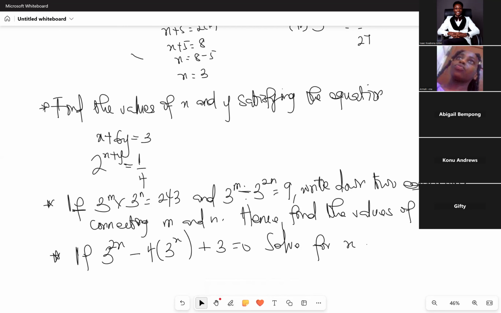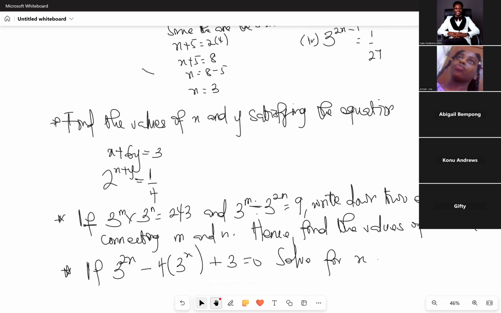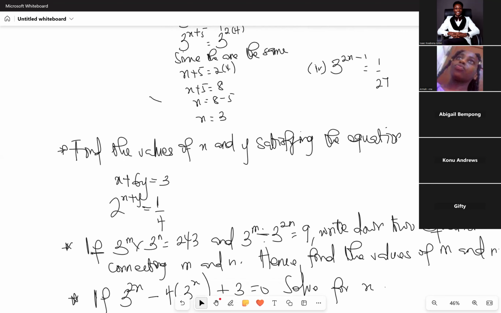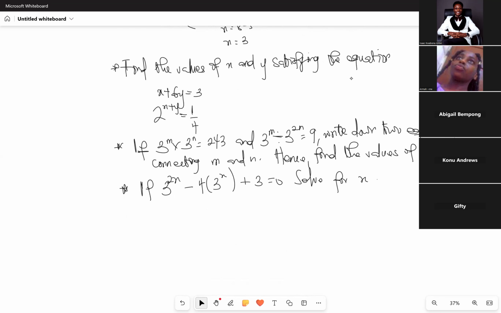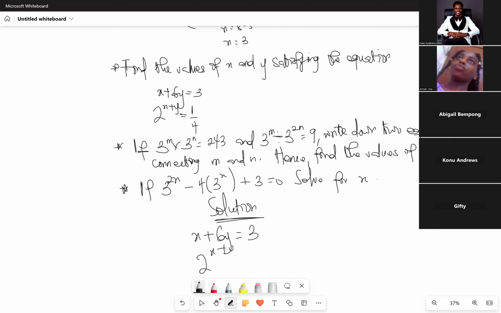Yeah. Let's solve the first one. It says find the values of x and y satisfying the equation. I hope the session is recorded. So the equation we have is x plus 6y equals 3. Then we have 2 exponent x plus y equals 1 over 4.